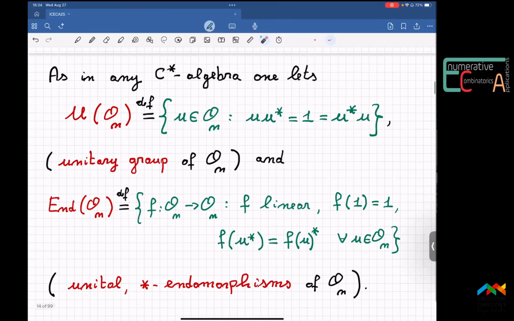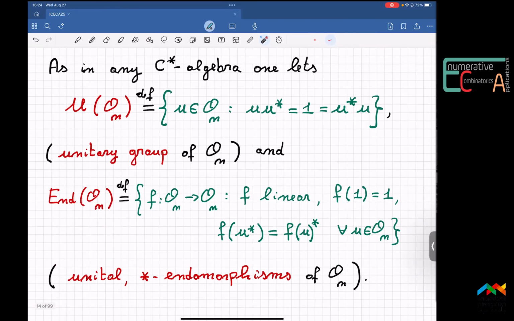So as in any C-star algebra, you have a unitary group. So this is all the elements U such that U U star equals U star U equals 1. And you have also End of O_N. So this is the set of all linear functions from O_N to O_N that send 1 to 1 and that send the star to the star. So unital star endomorphisms.